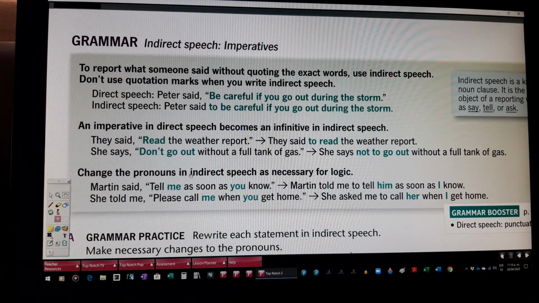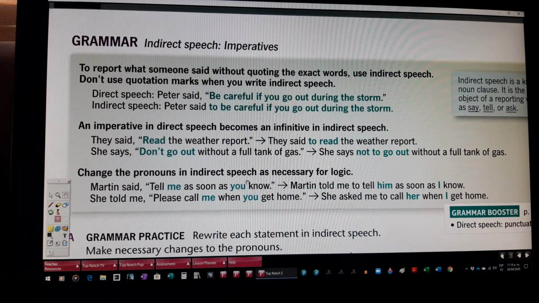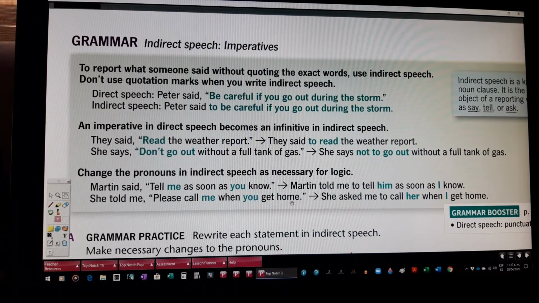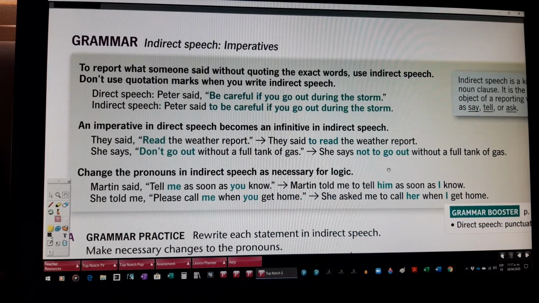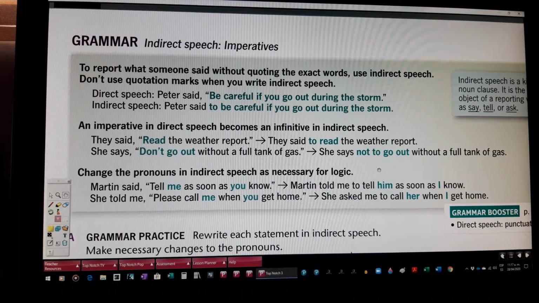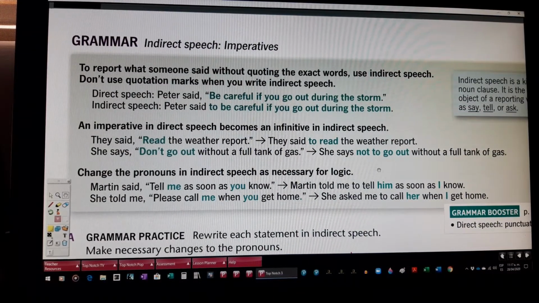Change the pronouns in indirect speech as necessary for logic. Martin said, tell me as soon as you know. Martin told me to tell him as soon as I know. She told me, please call me when you get home. In indirect speech, she asked me to call her when I get home. Lo que me está diciendo es que muchas veces cuando hacemos un cambio de discurso directo a discurso indirecto, tenemos que cambiar los pronombres por lógica.